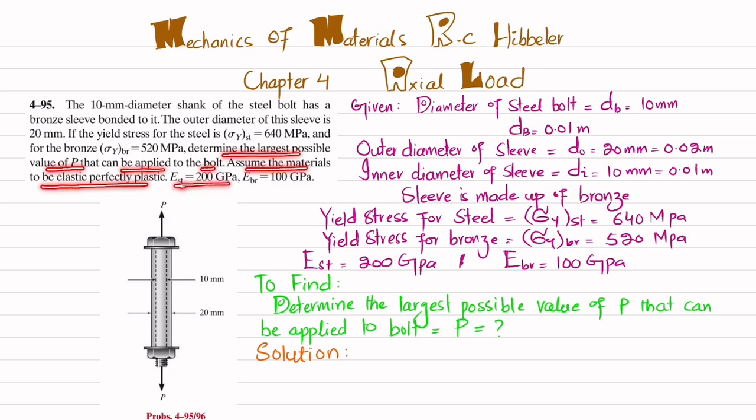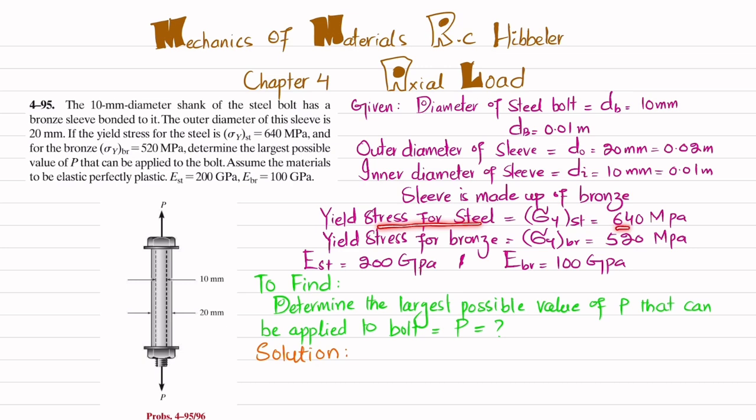Elasticity of steel is 200 gigapascal, and for bronze it is 100 megapascal. So you can see this is the bolt, having diameter 10 millimeter, and that is the sleeve, made up of bronze, that is bonded to it, having outer diameter 20 millimeter. So diameter of bolt is 10 millimeter, in meter it is 0.01. The outer diameter of sleeve is 20 millimeter, which is 0.02 meter, and inner diameter is same as for bolt. Sleeve is made up of bronze.